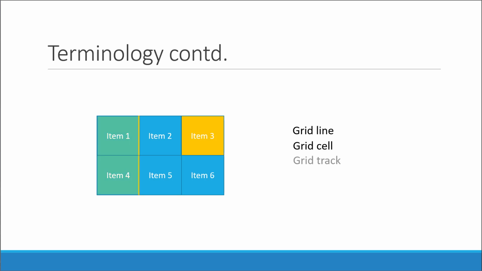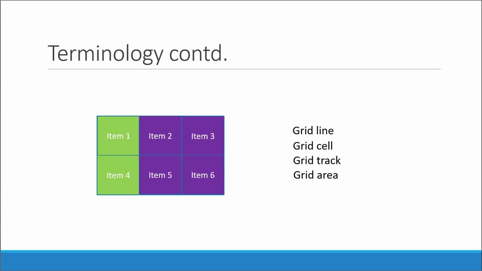Next, we have a grid track, which is the space between two adjacent grid lines. It is denoted by the green portion on the screen. Finally, we have grid area, which is the total space surrounded by four grid lines. A grid area may be composed of any number of grid cells.